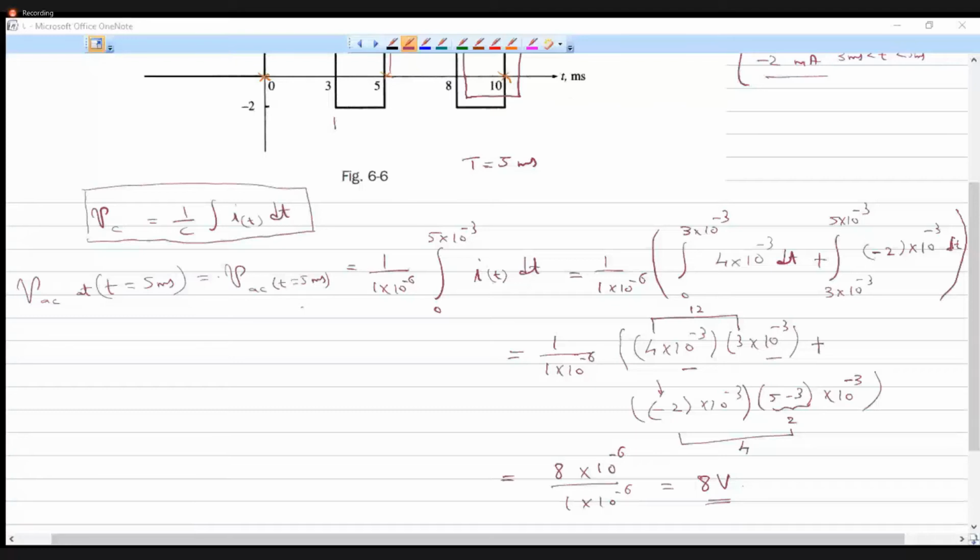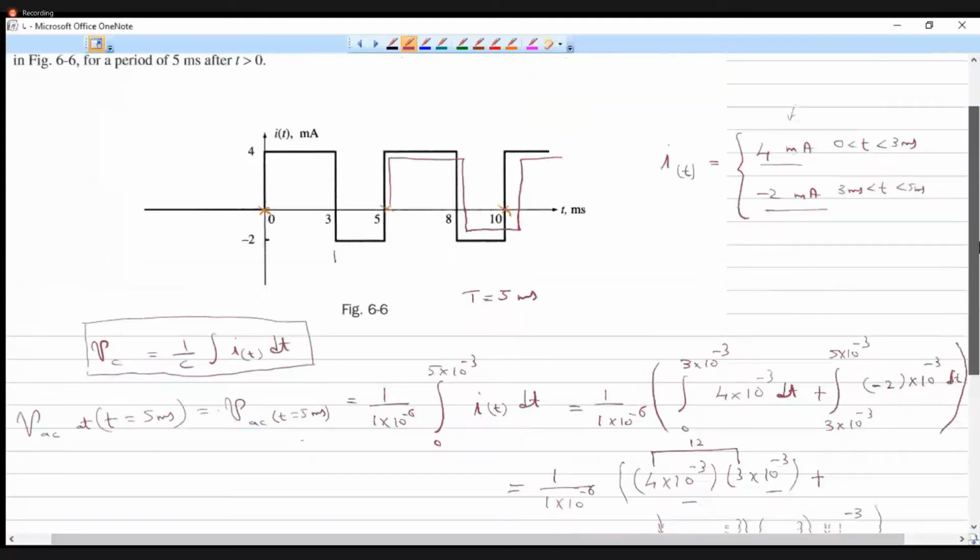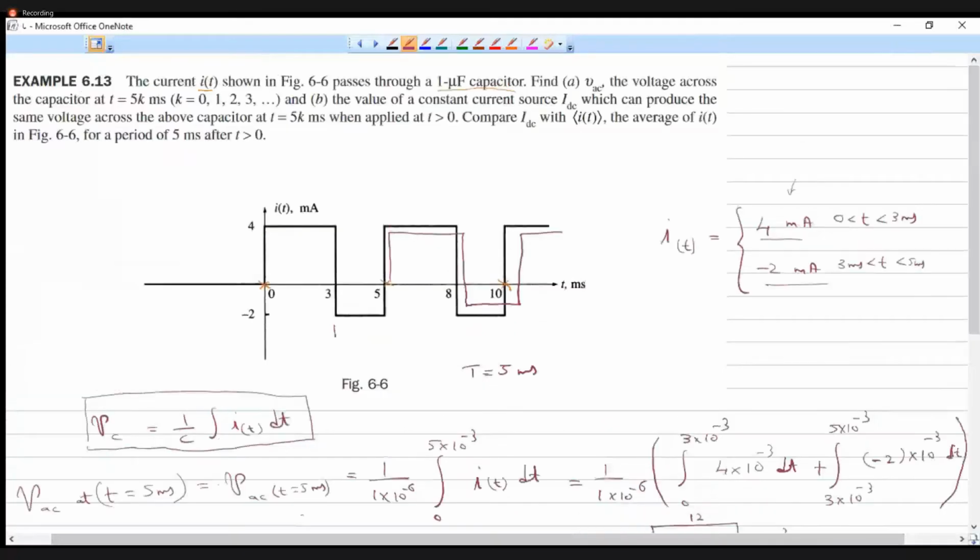Okay, if it is okay, then we'll move on to the second part of the question. So what we have found out is the voltage at 5 milliseconds. When this value of current is applied across the capacitor, we can see that at the end of the 5 millisecond, the voltage across the capacitor has become 8 volt. Okay, so that is what we have found out. So for part A of the question, it is asked to find V_C, the voltage across the capacitor at t equal to 5 millisecond.